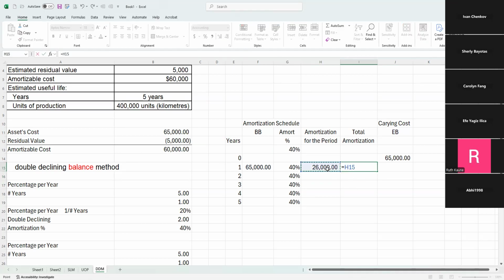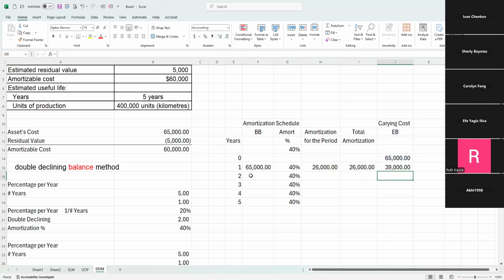Total amortization obviously gonna be 26,000. What will be my carrying balance? 65 minus amortization for the period, 39. 39 becomes beginning balance, and then keep going. So what do I have to be careful about? How much can be my total amortization?